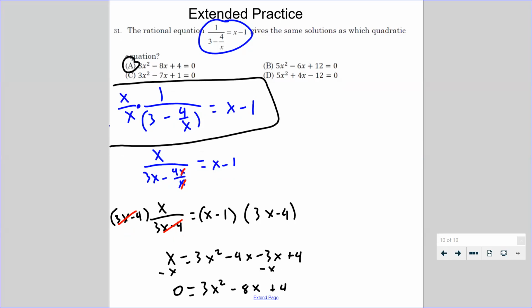Anon, go ahead. At the first part of the equation, why did you multiply x to the left side of the equation and not the right side? Because x over x is equal to 1. I don't need to do it on both sides because x divided by x is 1. I didn't change the value. Oh, okay.